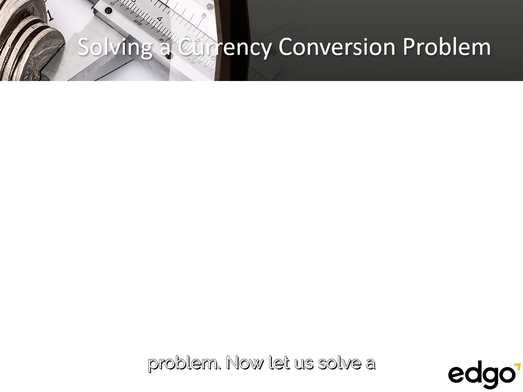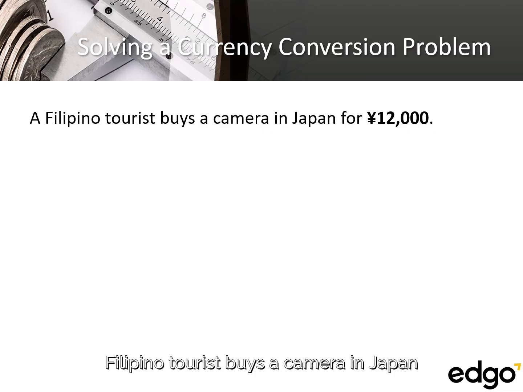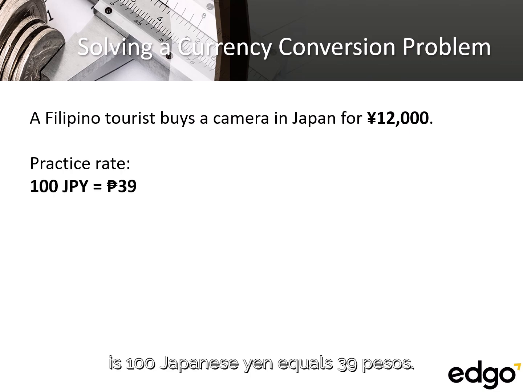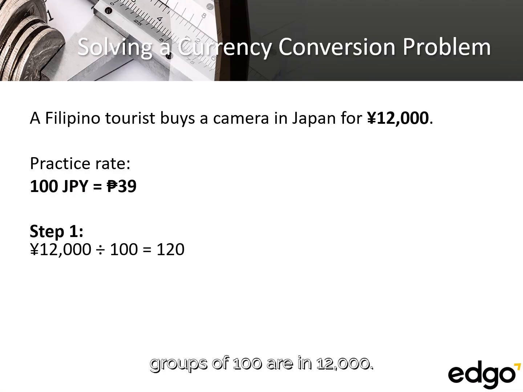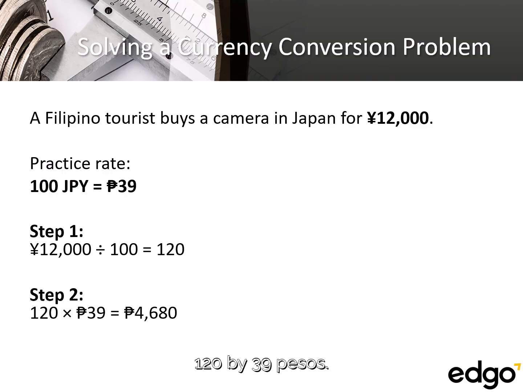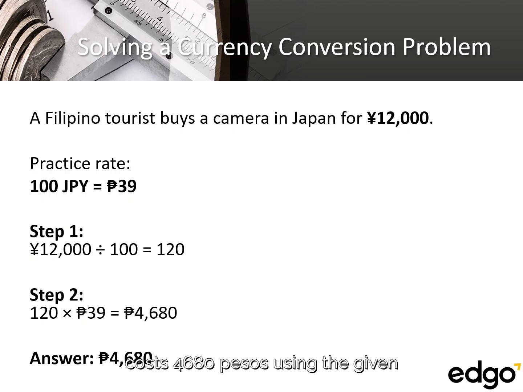Now let us solve a problem involving Japanese yen. A Filipino tourist buys a camera in Japan for 12,000 yen. The given exchange rate is 100 Japanese yen equals 39 pesos. Since the rate is for every 100 yen, our first step is to determine how many groups of 100 are in 12,000. 12,000 divided by 100 is 120. Then we multiply 120 by 39 pesos. The result is 4,680 pesos. Therefore, the camera costs 4,680 pesos using the given rate.